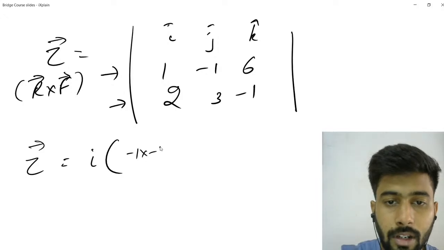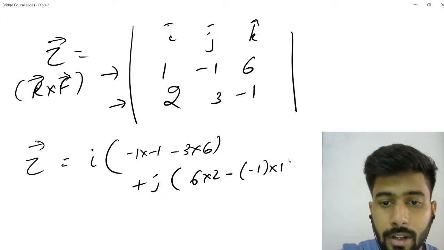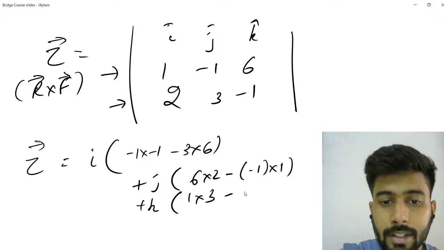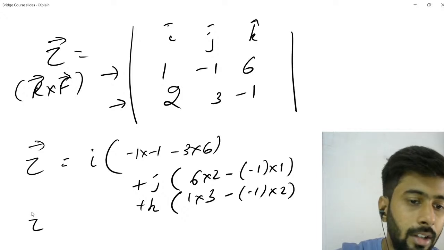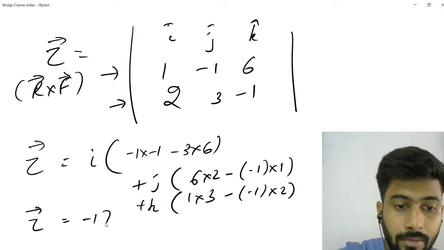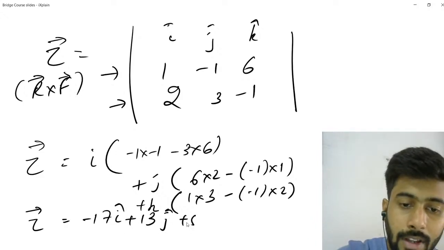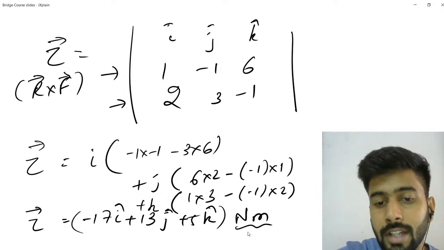Minus 1 into minus 1, minus 3 into 6. Plus J into 6 into 2, minus of minus 1 into 1. Right? Plus K into 1 into 3 minus 1 into 2. That's all. Your torque is nothing but minus 17I plus 13J plus 5K. This is how your torque is, and its units are in Newton meter.